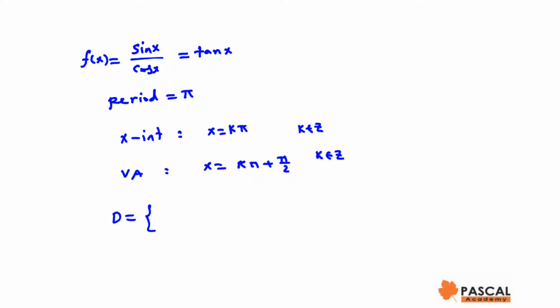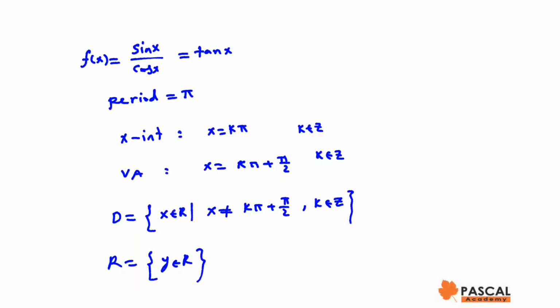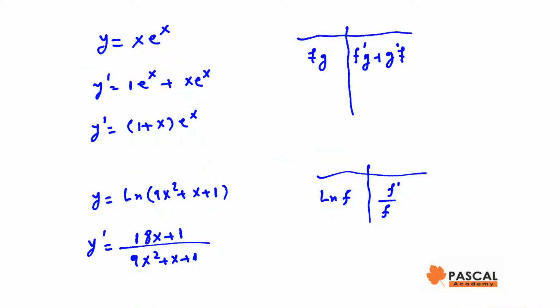Domain is all real numbers except the roots of the denominator, the vertical asymptotes. And the range is all real numbers. Similarly, cosine of x over sine of x is cotangent of x, and 1 over cosine of x is secant of x. 1 over sine of x is cosecant of x.